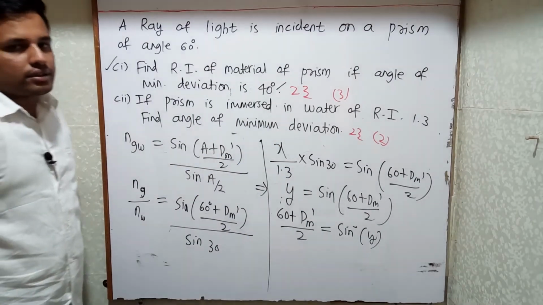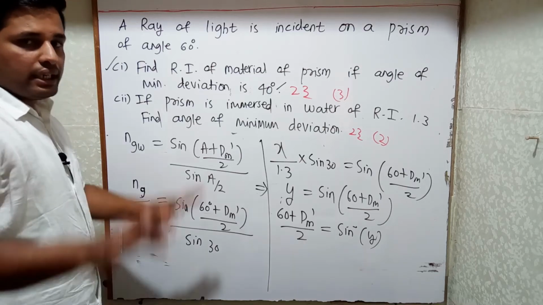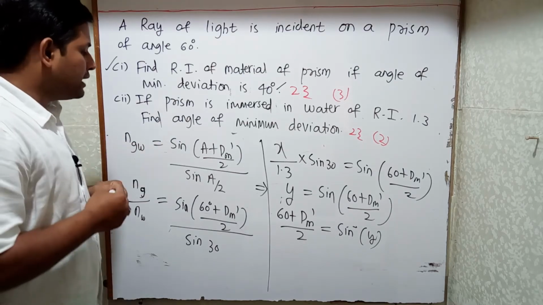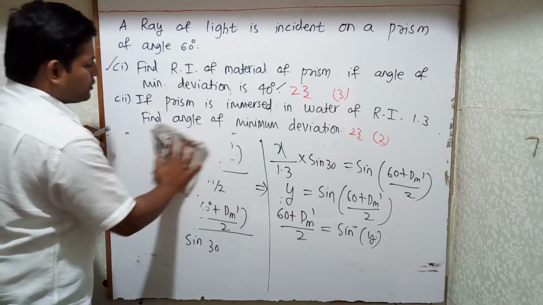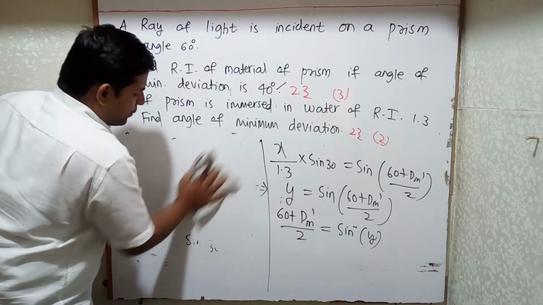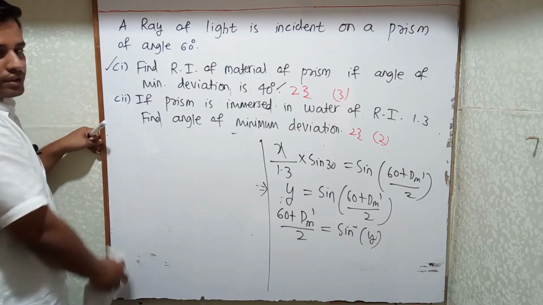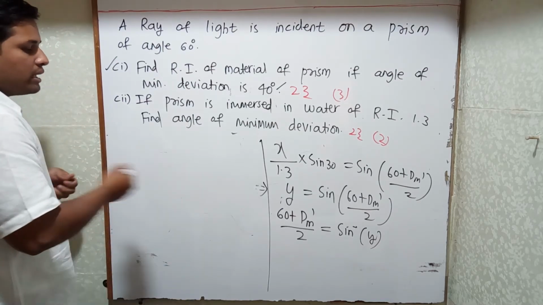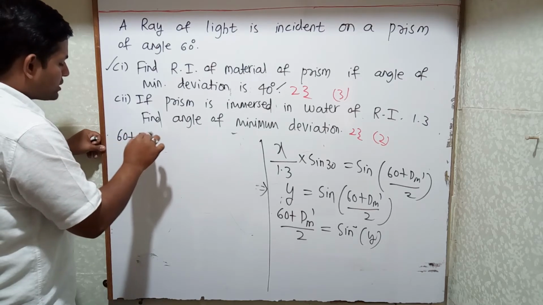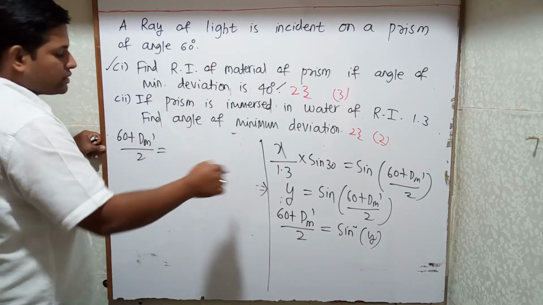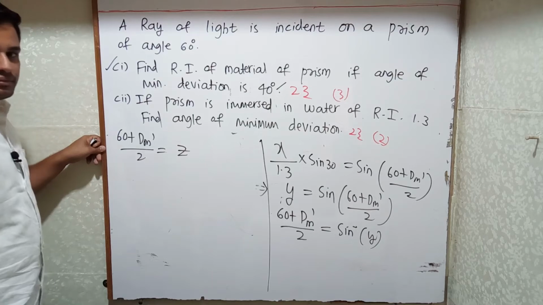I hope you are getting this all. Whatever I am saying, I hope you are getting this. This side I am going to rub. You keep on writing here so that you will have all idea. You pause the video, don't take screenshots. Write it. Then what it becomes? (60 plus dm dash) divided by 2 is equal to sine inverse of y, let us call it as z.